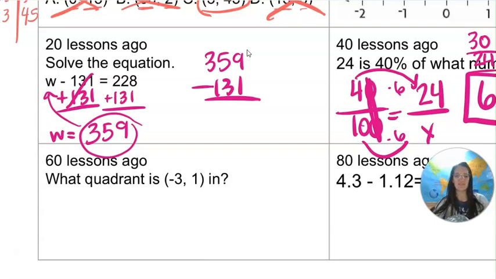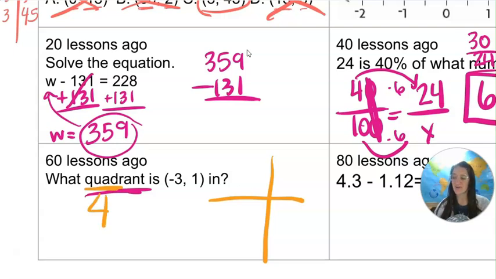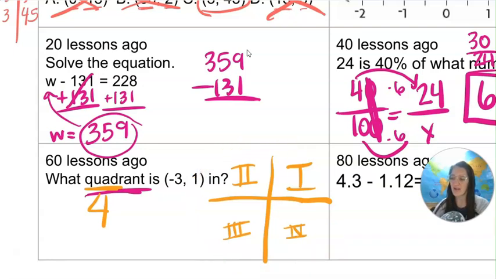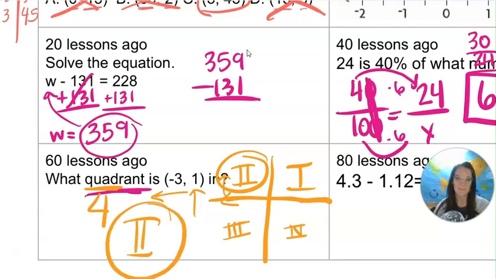What quadrant is (-3, 1) in? Do we even remember what a quadrant is? Quad means 4, and indeed there are 4 sections on a coordinate plane, right? So we got to remember which one it is. We start with top right, that is 1, and then we work our way counterclockwise. So there's 2, 3, 4. Do you remember this? So if we have a (-3, 1), well, -3 gets me going backwards, 1 gets me going up. That means I am in quadrant 2.